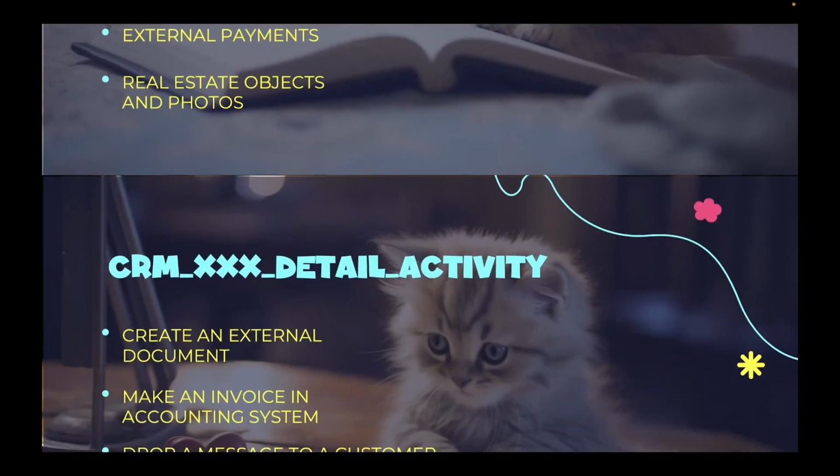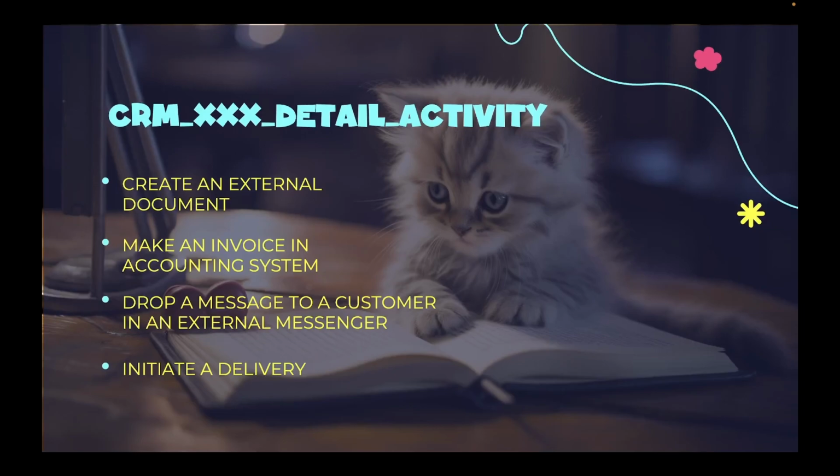The CRM XXX Detail Activity Embed location is specifically designed for scenarios where users can perform actions related to the current CRM object directly from the interface. Bitrix24 itself offers users actions like sending an email, creating a task, or scheduling an appointment from this location. Likewise, in your application, you can leverage this embed location to enable users to perform various actions that are relevant to the CRM object.